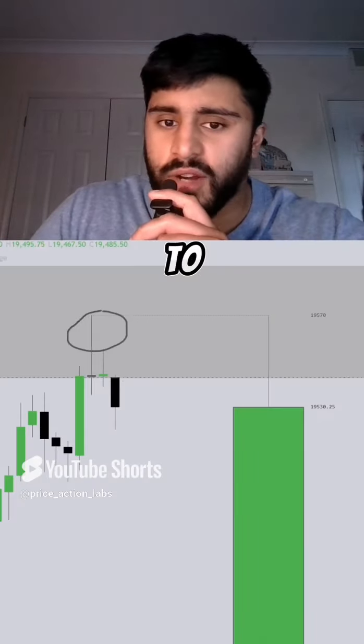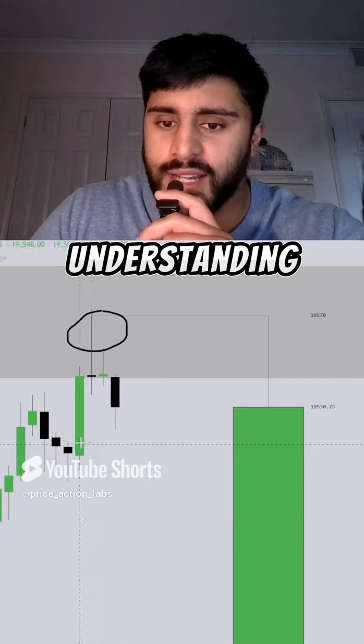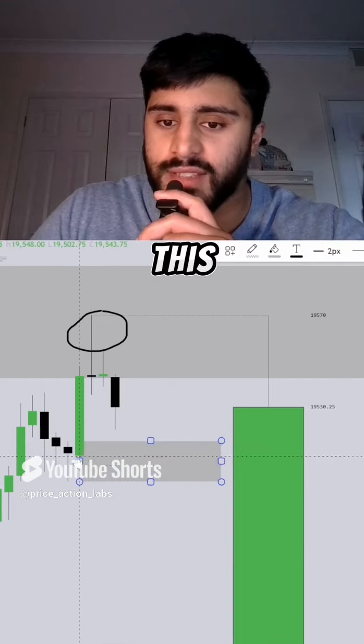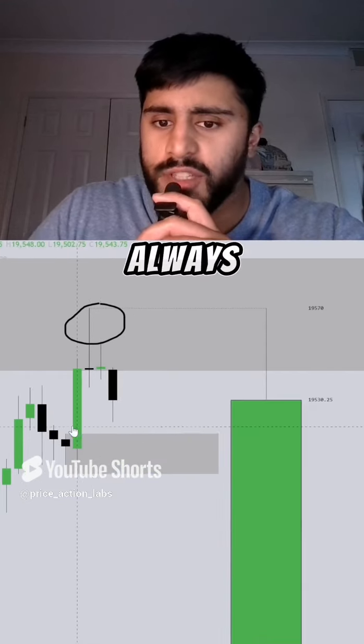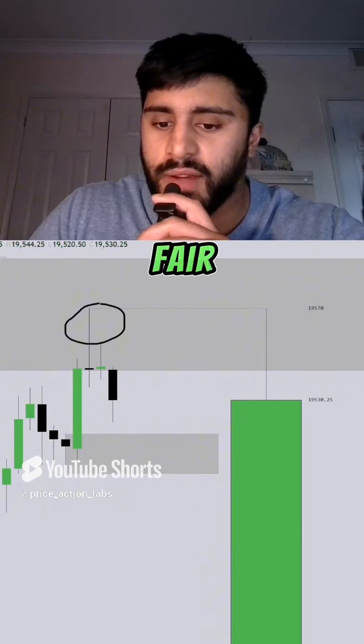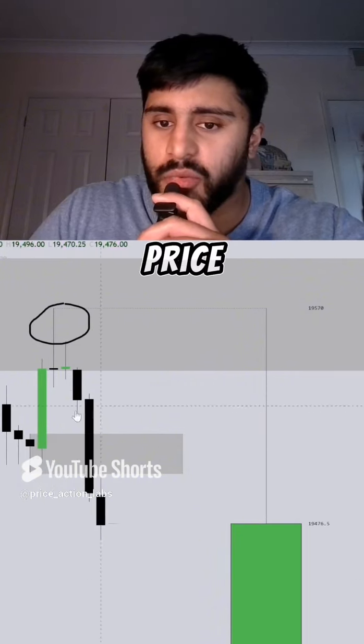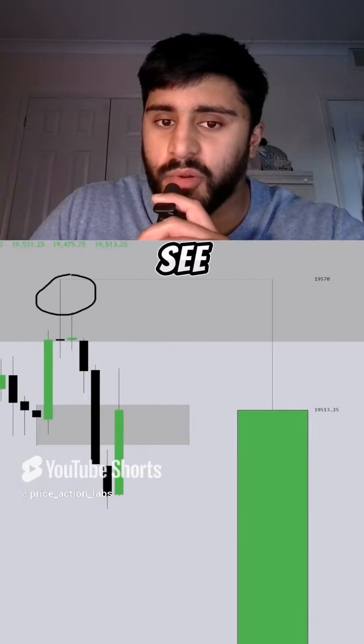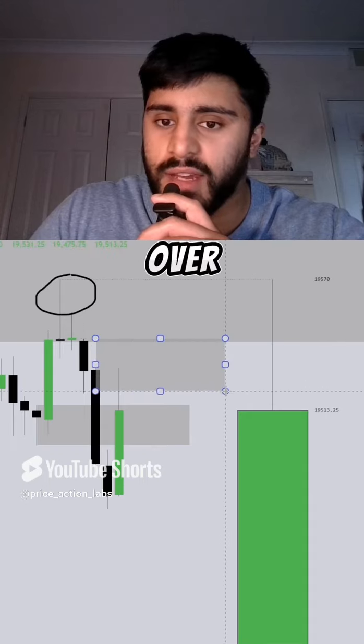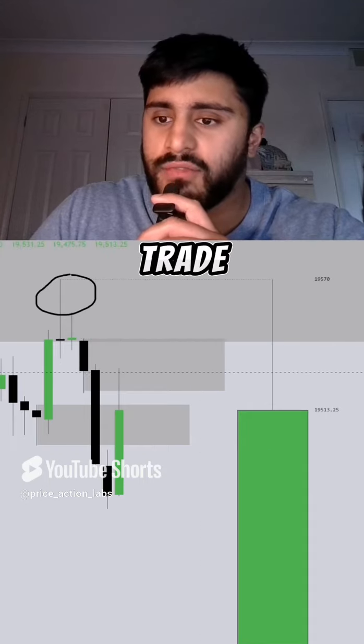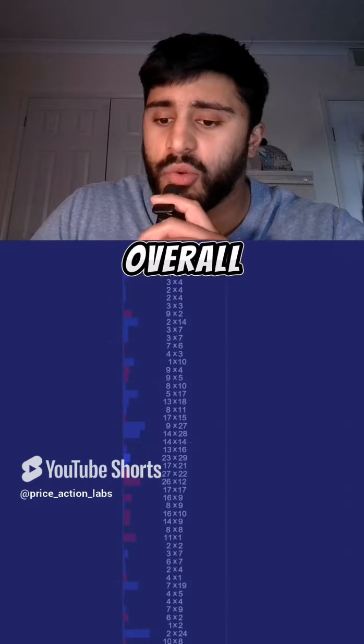Now from here, when we go back to the regular candlestick chart, we're going to be understanding how price behaves in terms of this inefficiency over here. So I'm always marking out one candle before the fair value gap. Now from here, we see price breaking through this fair value gap and we see price retesting this fair value gap over here.